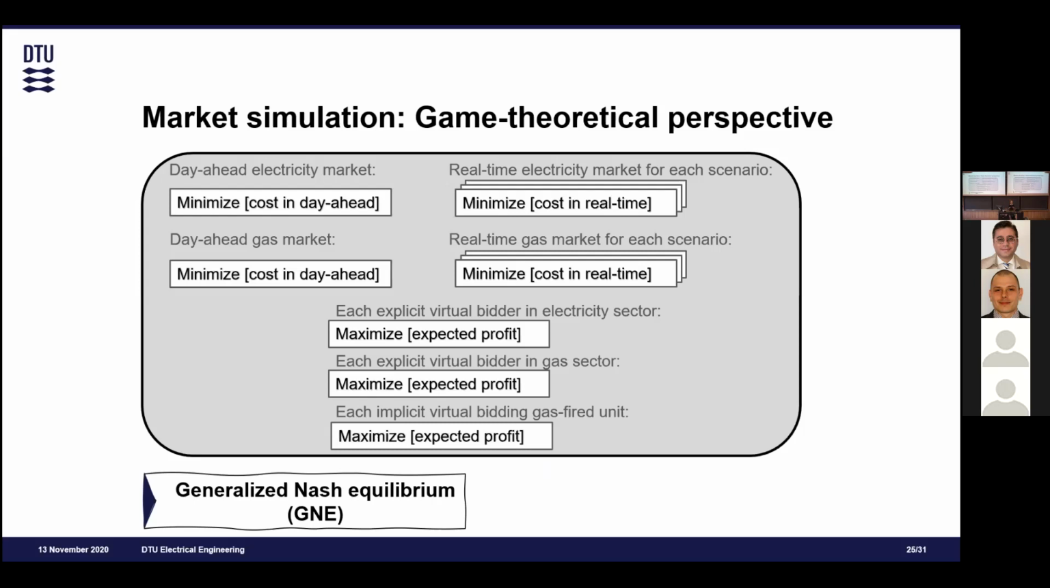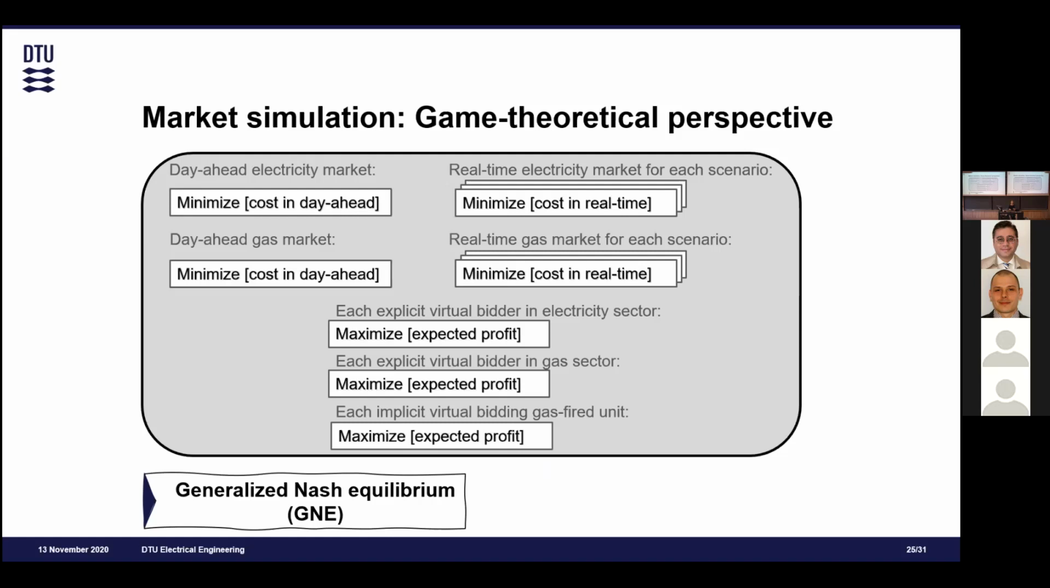This is defined as a generalized Nash equilibrium. And under some assumptions, we can prove existence of a solution. However, we cannot prove uniqueness, so there might be multiple solutions.